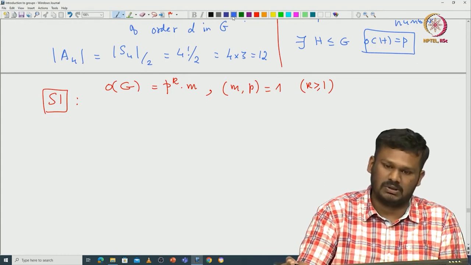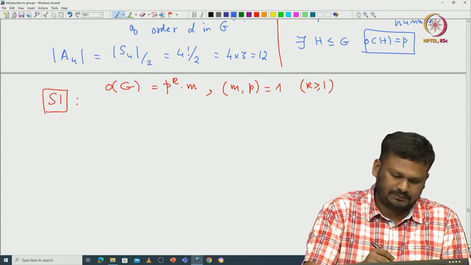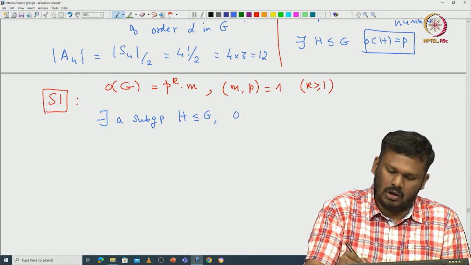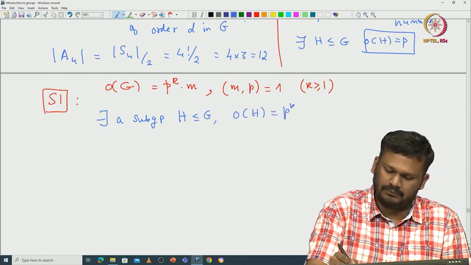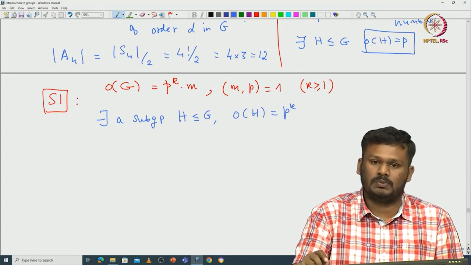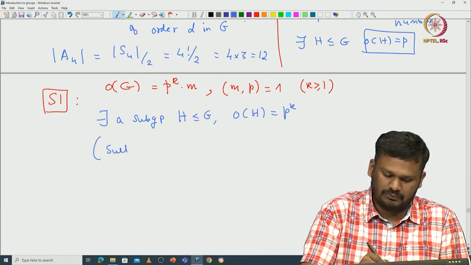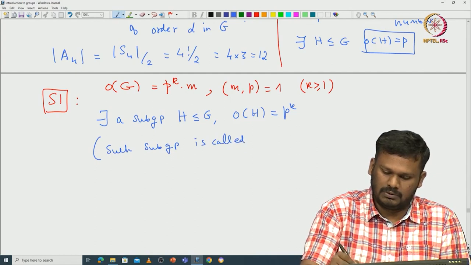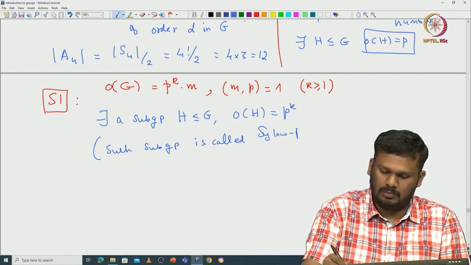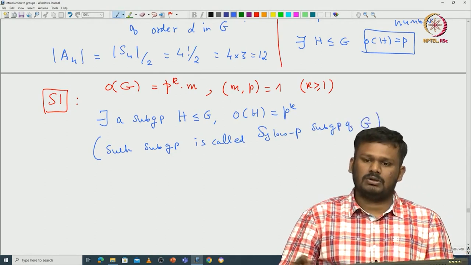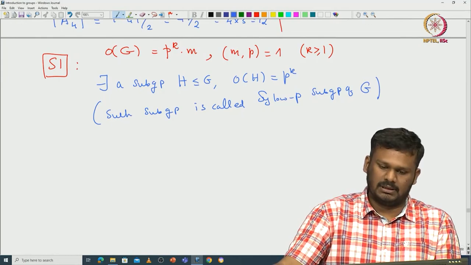Then we can state the first theorem. The first Sylow theorem guarantees that there exists a subgroup H of G of order p to the power k. Such subgroups are called Sylow p-subgroups of G. This is a very important statement.